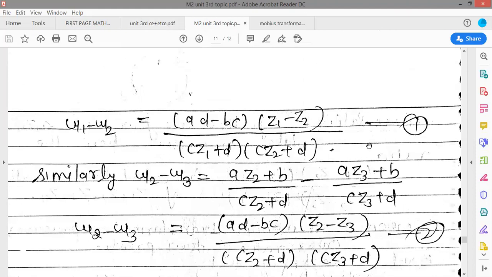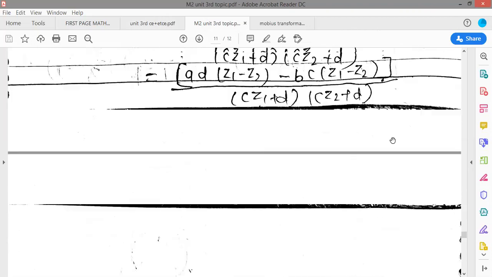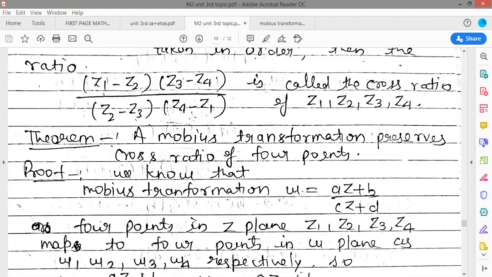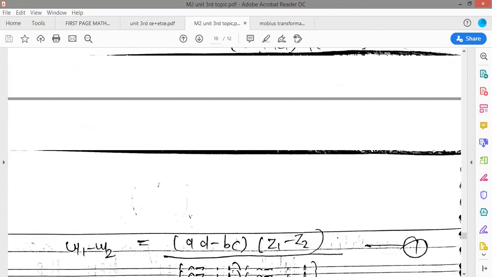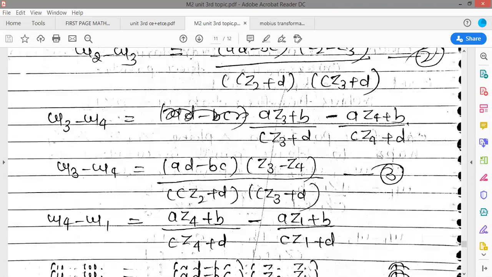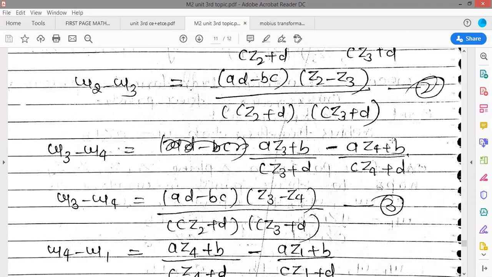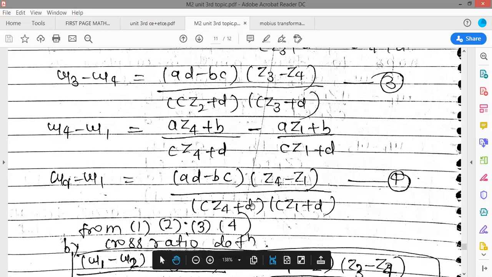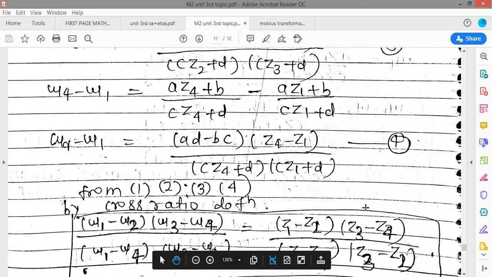So this is your first equation. Now, second, we will calculate Z3 minus Z4, third one Z2 minus Z3, and Z4 minus Z1. So we will calculate all four here. So W2 minus W3 is this one. This is your W3 minus W3. This is the second equation. W3 minus W4 is equal to this one. This is your third equation, and W4 minus W1 is equal to this one. So we have all our four equations.